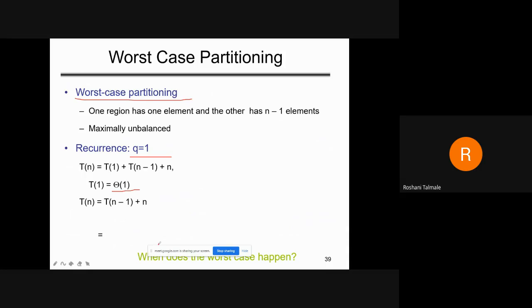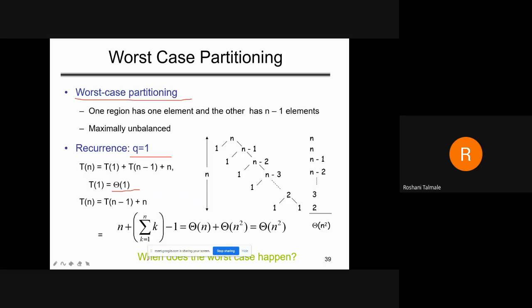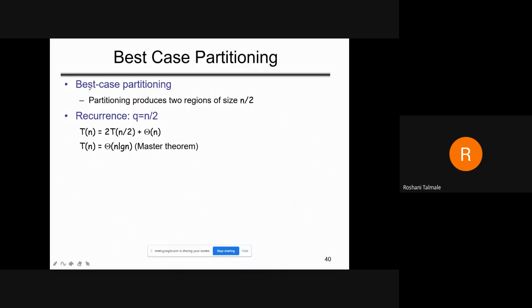I'll discuss it; it is quite a lengthy procedure, but I will come to this point directly. Best case partition: partition produces two regions of size n by 2. We have to keep in mind we have to perform the partition in n by 2. So what is the time complexity for this one, as per the previous case? This is also theta n log n.